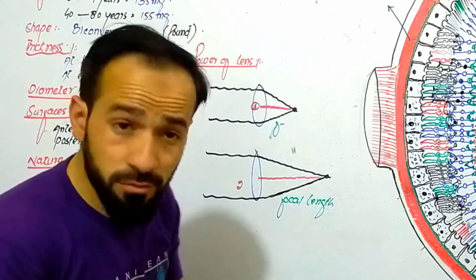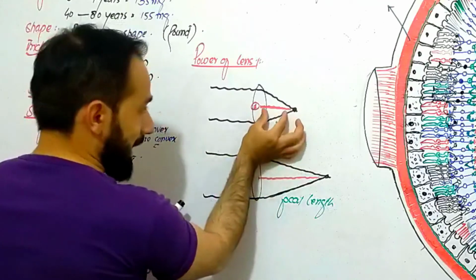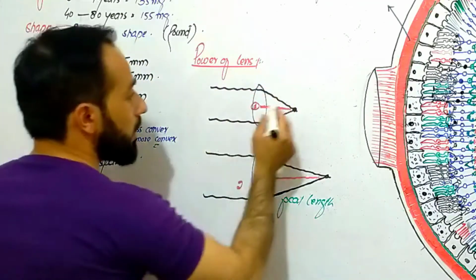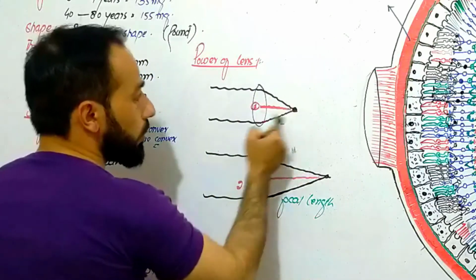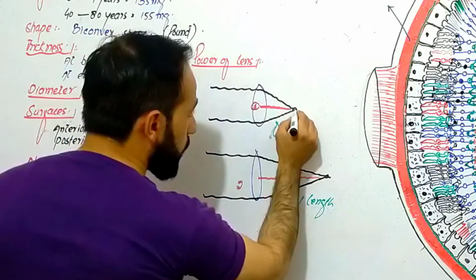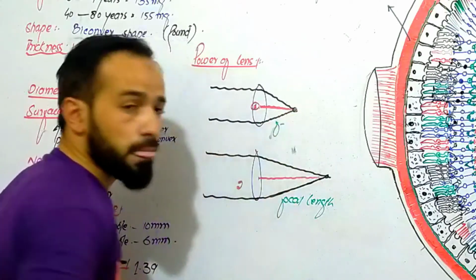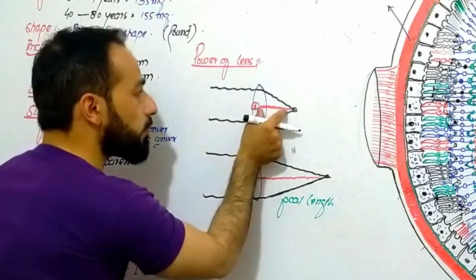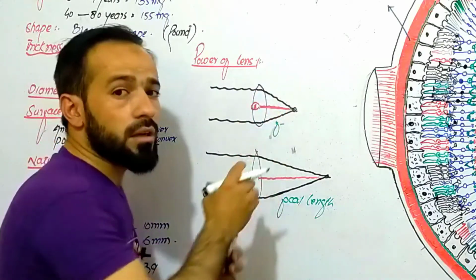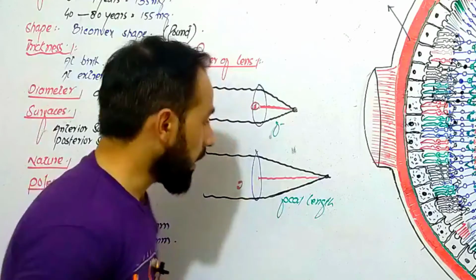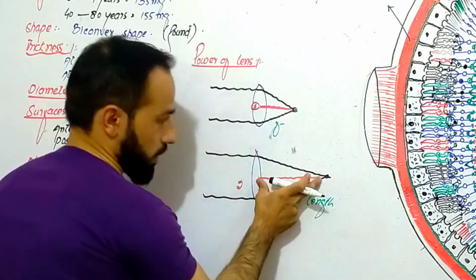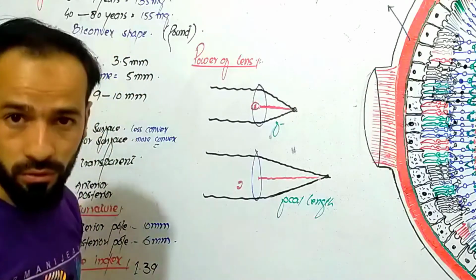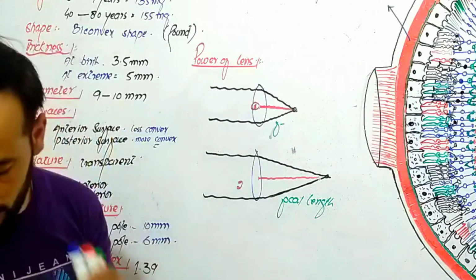So power of the lens means how near the lens will converge, will unite these two rays, right? So from here up to here is your focal length. The lens which has a short focal length has a large power, right? And the lens which has a long focal length, its power is less. Now what is the power of our lens? I hope it is clear to you guys.